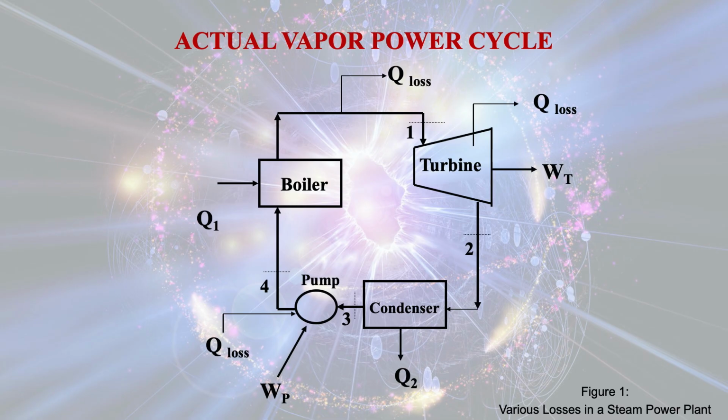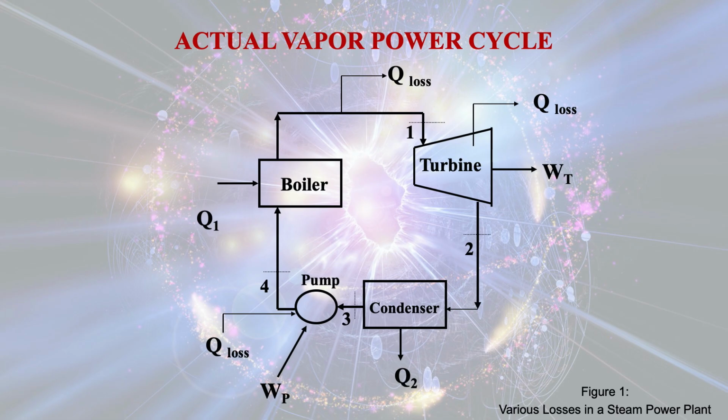This is the diagram for a steam power plant where you can see the various losses. There are 4 important components in a steam power plant: boiler, turbine, condenser and pump. The boiler produces high pressure, high temperature steam, which enters the turbine, and in turn the turbine does the work WT. So WT is the work done by the turbine.